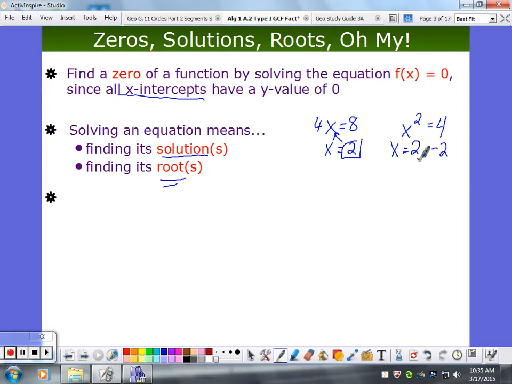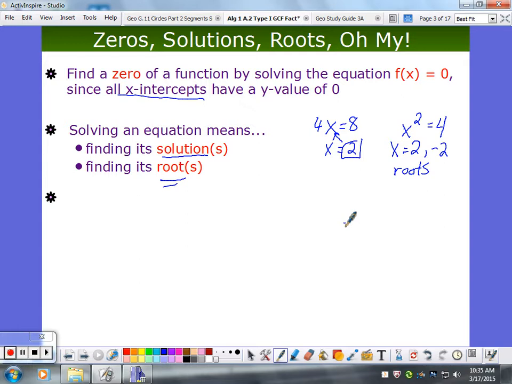Look at this guy. Remember, solutions are you plug it in and you get that. So 2 times 2, got it. Negative 2 times negative 2. That's the same. So these are solutions. We also call these roots. Think about why we call them roots.